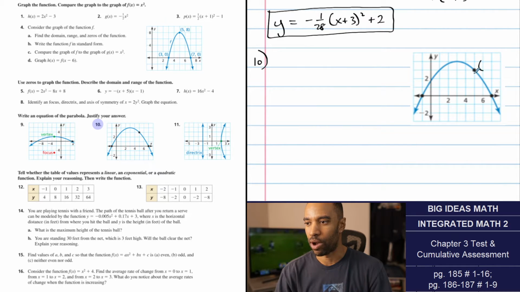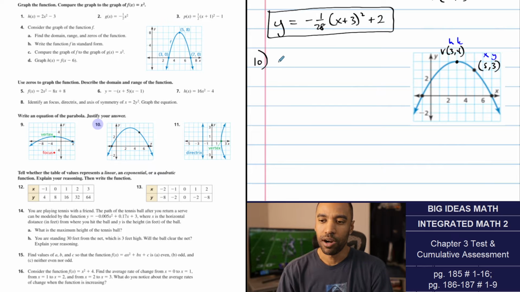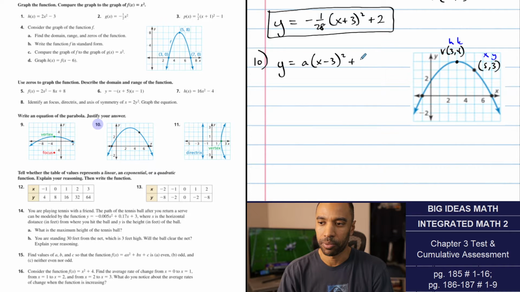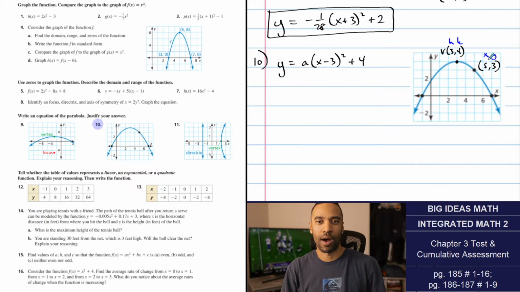So these are scaled by 1s. That's 5, 3. This is just some point on the graph, just some x, y. Whereas here we have a vertex that looks like it's at 3, 4. The vertex is at 3, 4. That would be your h, k in essence. So as far as an equation goes, this would be y equals a times x minus h, quantity squared, plus k, like that. And I'm going to use this 5, 3 as my x and my y to find my a.